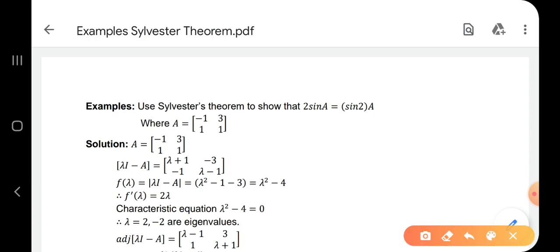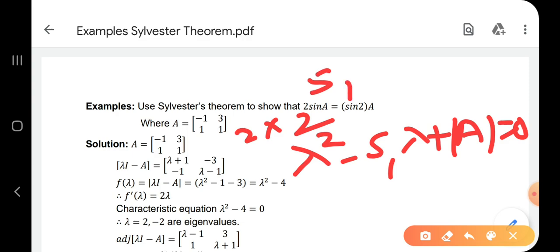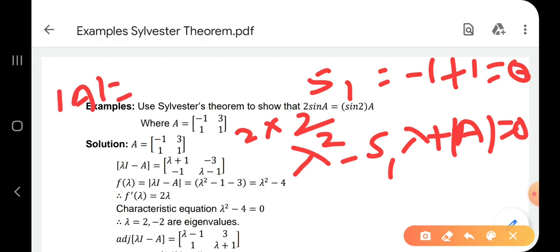What is for a 2 by 2 matrix? What is our characteristic equation? Our characteristic equation is lambda square minus s1 lambda plus determinant of A is equal to 0. What is the value of s1 here? s1, sum of diagonal elements, it is minus 1 plus 1, so it is 0. Then determinant is equal to minus 1 minus 3, so it is minus 4.